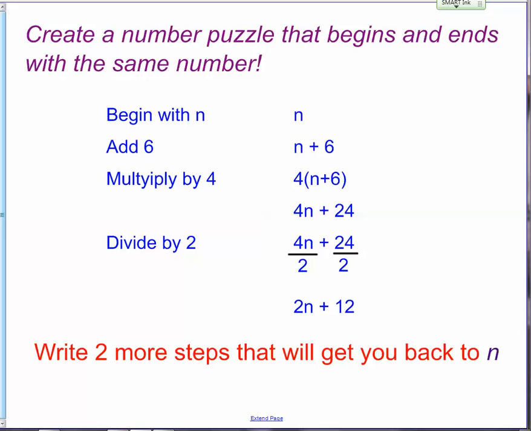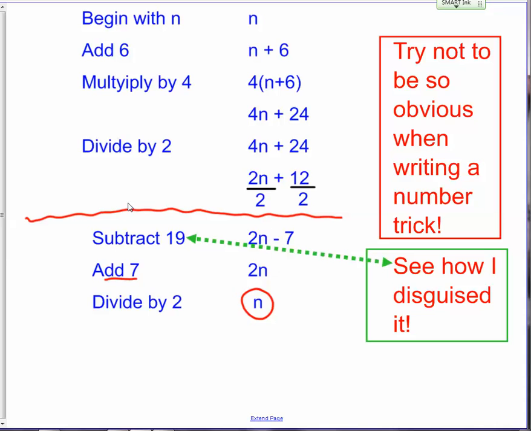All right, then I taught you how to create a number puzzle. So I said, let's just begin with some number. And then you all added 6, and we multiplied it by 4, and then we divided everything by 2, and you had to write 2 more steps to get you back to n. And most of you subtracted 12, and then you just divided by 2. And that was fine. And then I showed you how you can kind of disguise. Like this is where we left off, so I just disguised it a little bit more.